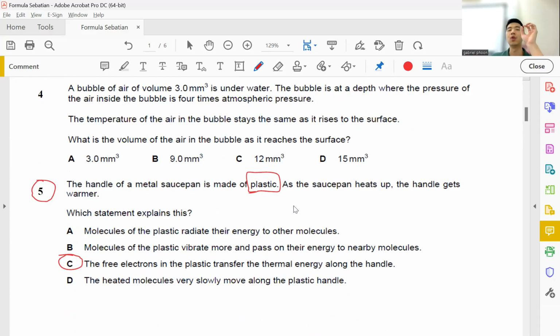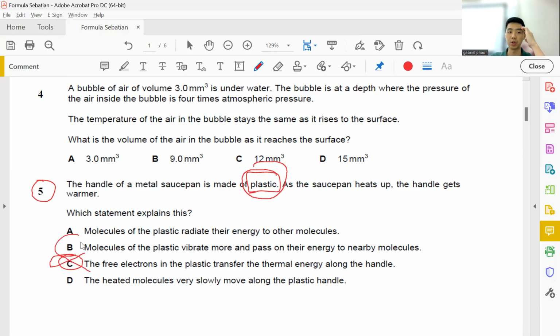Definitely not, guys. The general rule in terms of conduction is that if it is metal, it has free moving electrons. The free moving electrons will be the one that pass on energy and obviously vibrate and go from hot to cold end, right? But if it is plastic, guys, you should just mention that they are vibrating and passing on energy to the adjacent molecules, guys. So C is definitely not the answer here, guys.